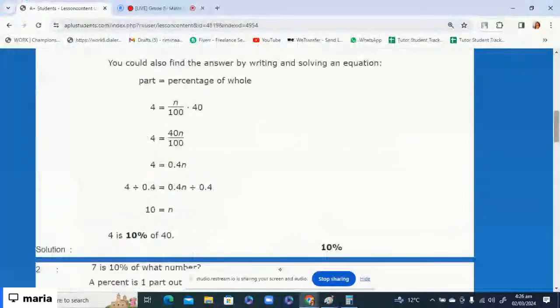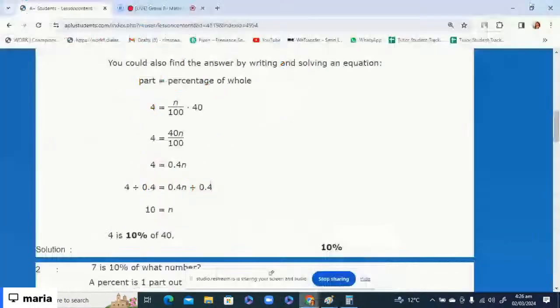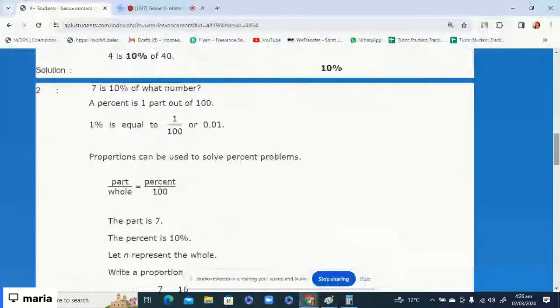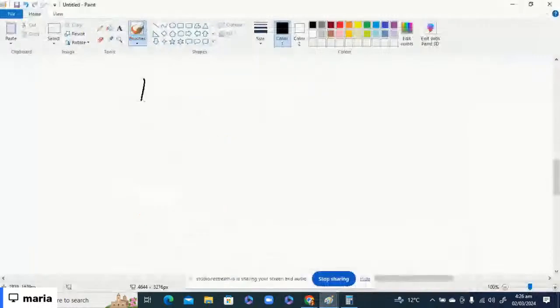And if they are saying to put your answer in the form of percent, you can put n is equal to 10%. Okay, now let's do one more question. 7 is 10% of what number? Now 7 is the part, percent is given. Okay, first write the formula. Part over whole, that is part over whole.